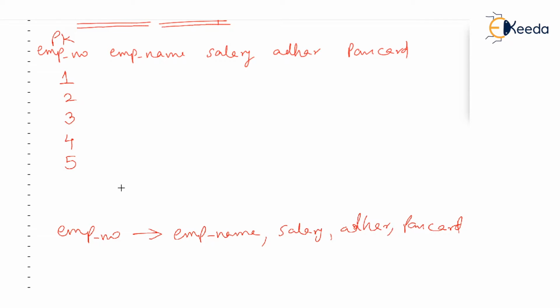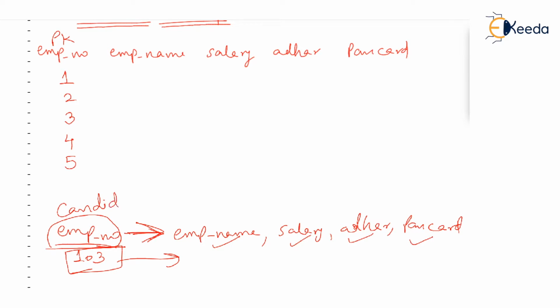In the earlier video, I was telling you that if you ask somebody in the company what are the attributes of employee number 103, if you give the employee number, definitely the organization will be able to give you all the details. Such an attribute like employee number, which can determine, the arrow is read as determine, all other attributes of the table is called candidate key. This is candidate key.